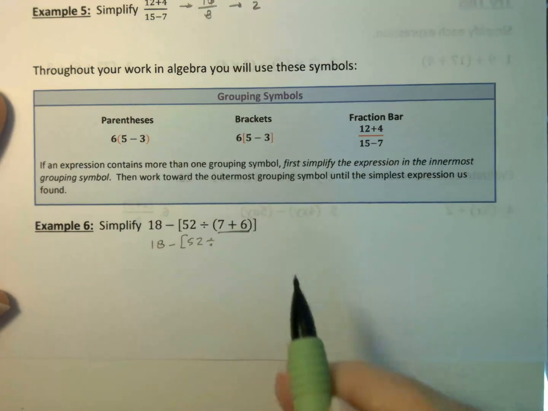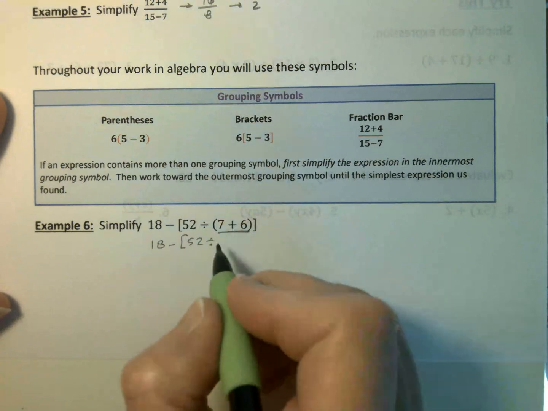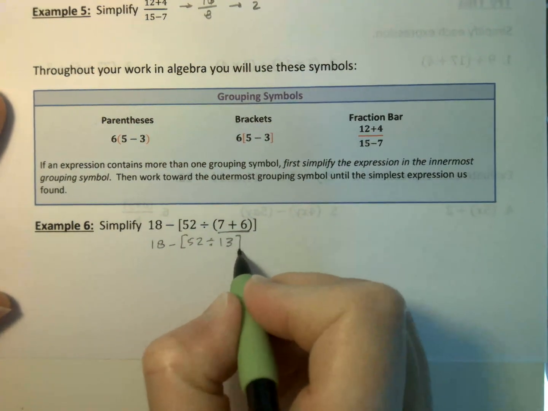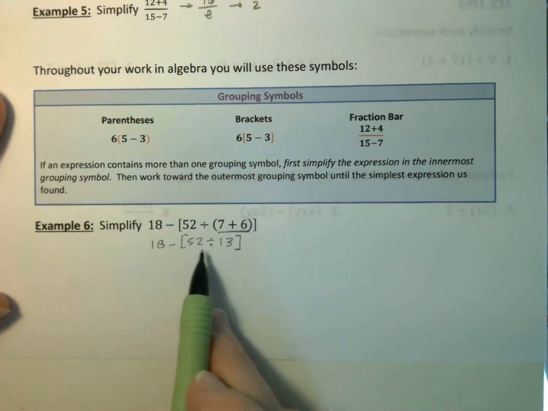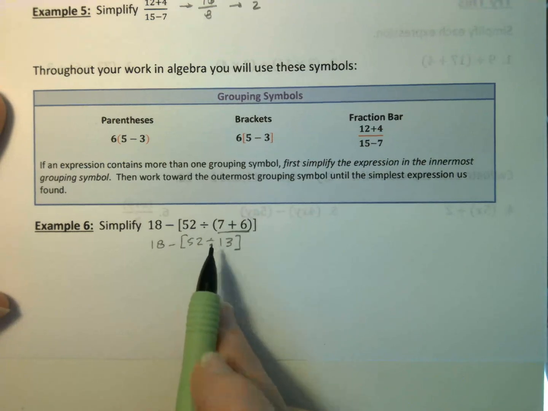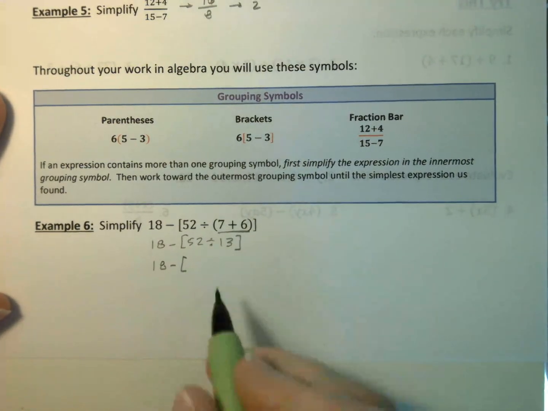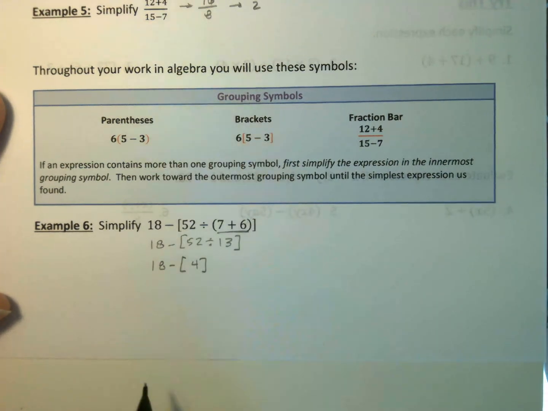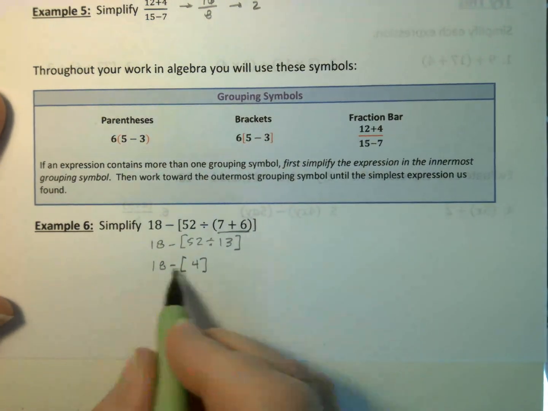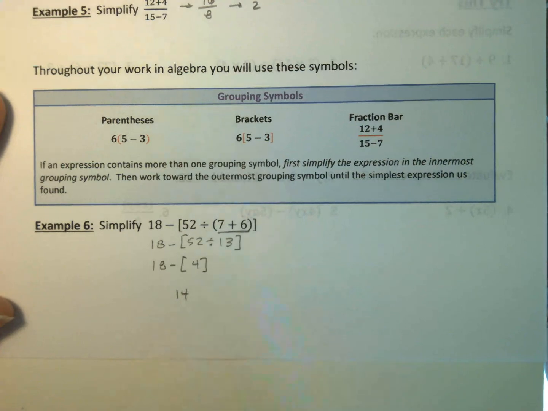And then I'm going to simplify my parentheses. So 7 plus 6 is 13. Okay. Because I still have grouping symbols, I need to continue on. So I'm going to rewrite it. 52 divided by 13 is 4. Now I can do my subtraction. 18 minus 4 is going to be 14.